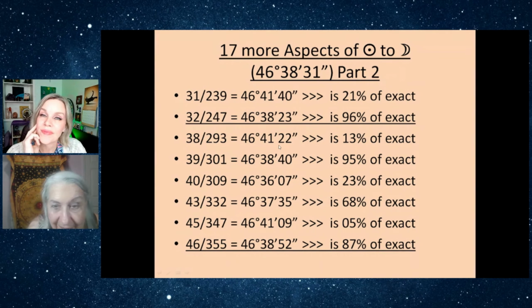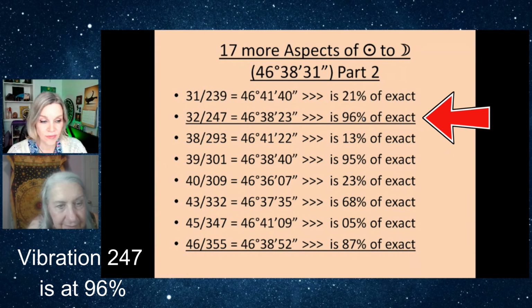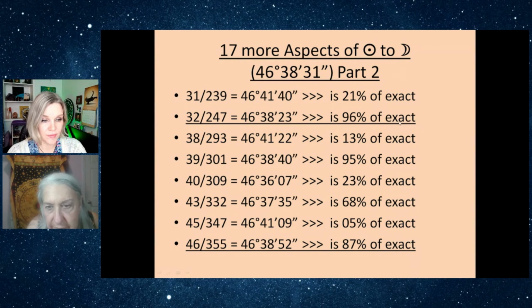Now, as you go down, I've underlined 96 because it is the strongest, the most exact aspect. This is where the sun and moon in the vibration will be closest to each other. It's 96% of exact. I underlined this one just because it was the last one. It's also fairly strong. Okay.